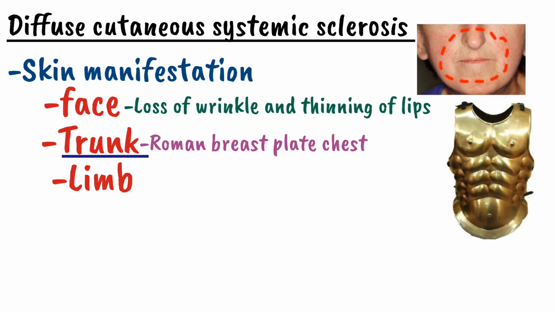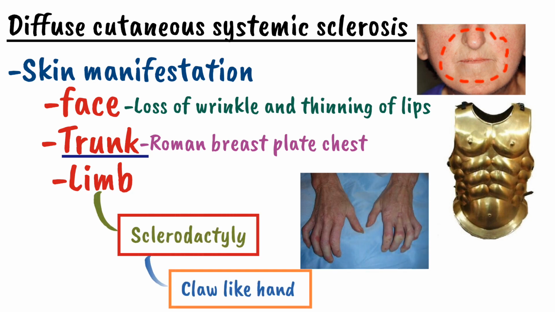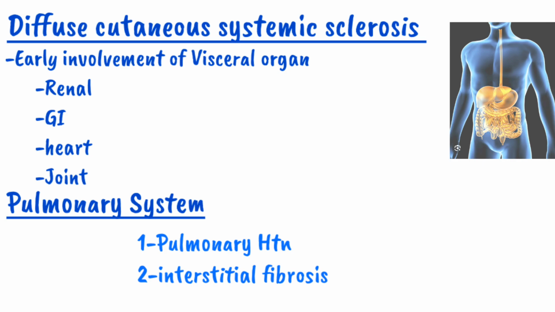In hand, due to a diffuse thickening, there will be a sclerodactyly which represents a claw-like shape of the hand. It occurs due to widespread fibrosis of hand. Remember that this pattern in which there is a skin manifestation which is followed by Raynaud phenomenon is characteristic for the diffuse form. Apart from skin manifestation followed by Raynaud phenomenon, there is also early involvement of viscera in diffuse cutaneous systemic sclerosis. The viscera most commonly involved in this type is renal, GI, heart and joint and pulmonary system.